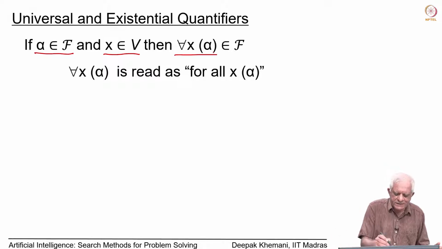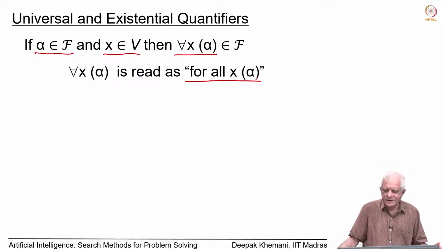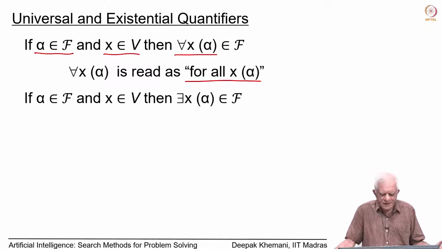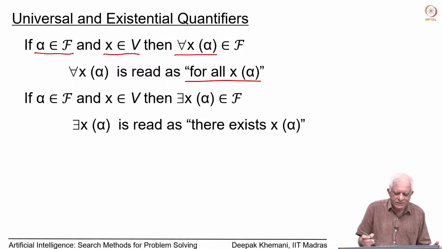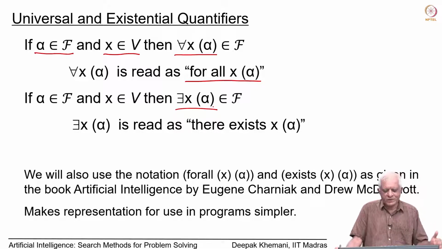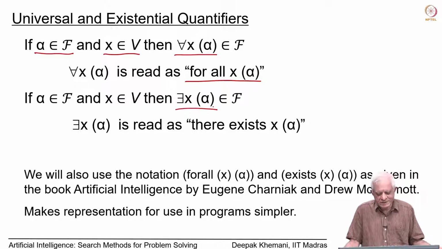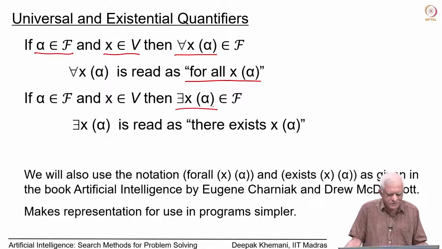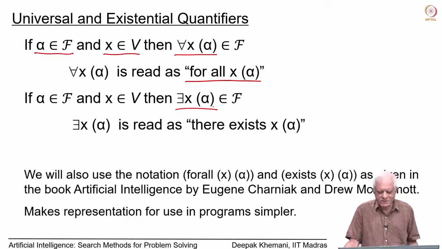And the way we read this is for all x alpha, as you are probably familiar. Likewise, for the existential quantifier, we have there exists x alpha as a formula, and it is read as there exists an x such that alpha is true essentially. For example, you might say there exists a number which is even, even x, or for the universal formula you can say that for all numbers x, x plus 1 is greater than x, or something like that. So, these are true statements. You can also of course make false statements.